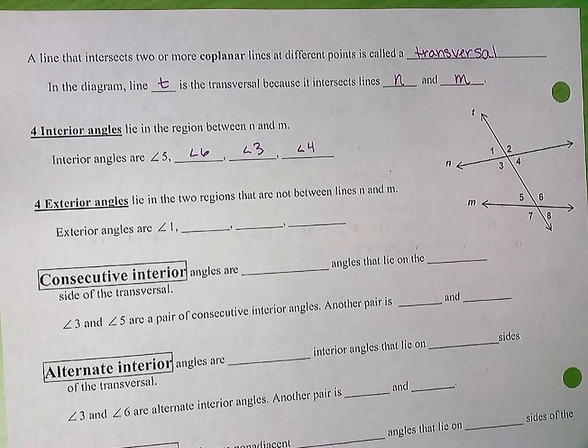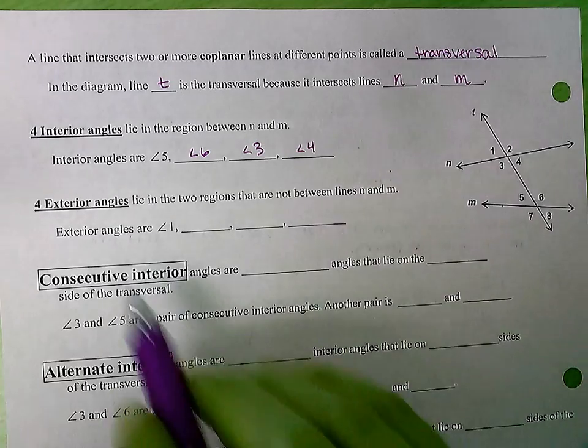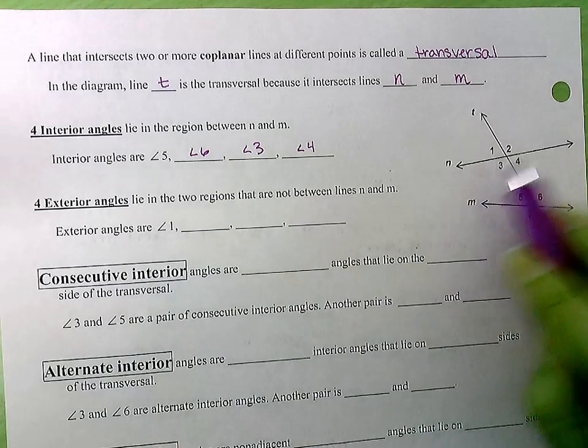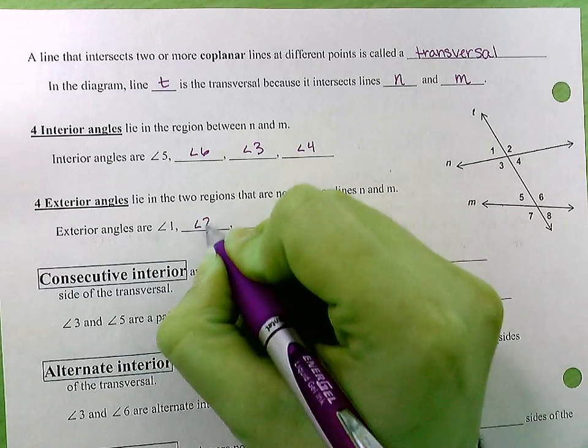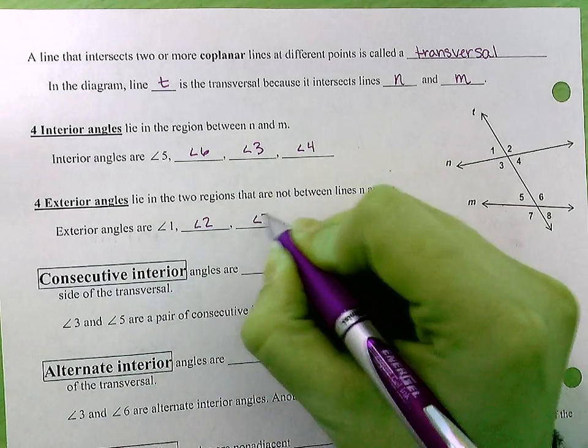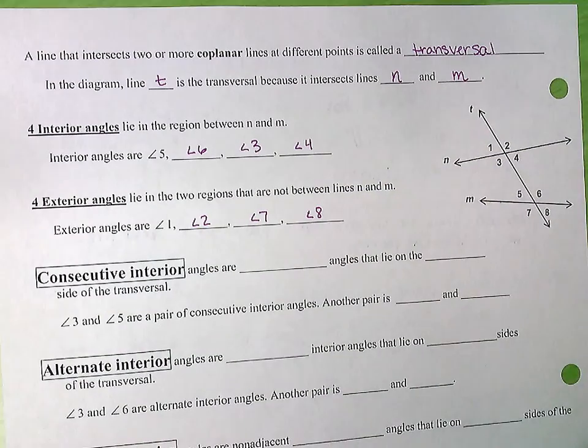Now you also have 4 exterior angles that lie in the two regions that are not between lines N and M. So our exterior angles are angle 1, angle 2, angle 7, and angle 8.